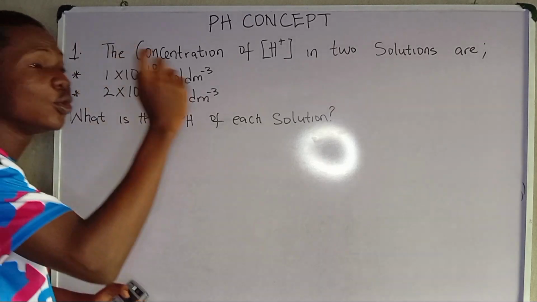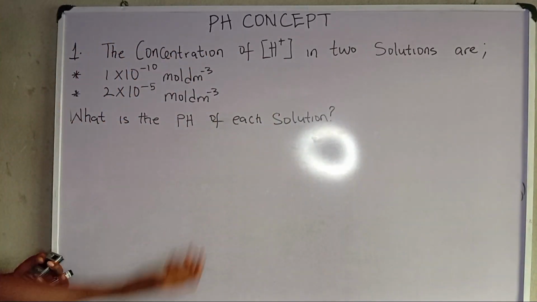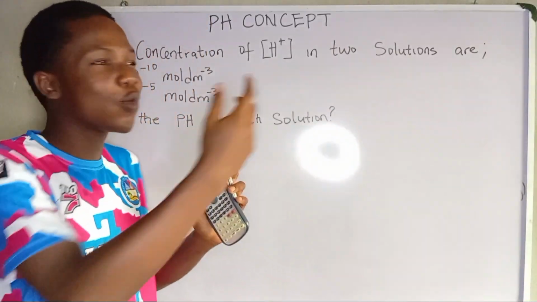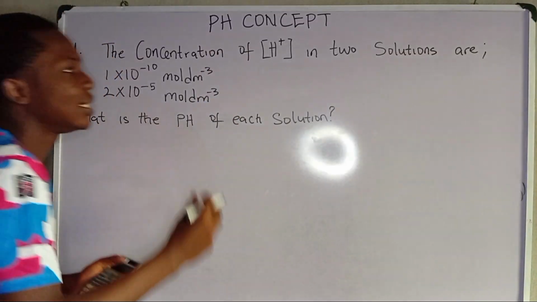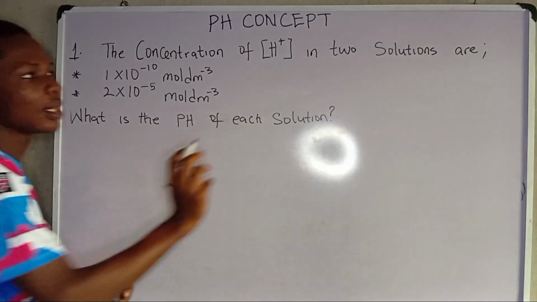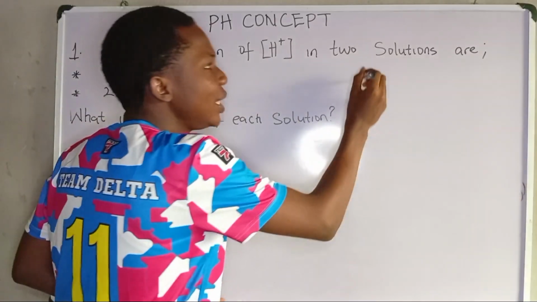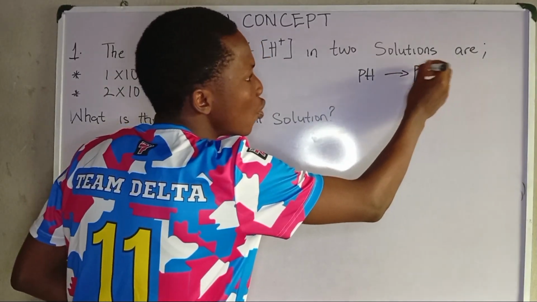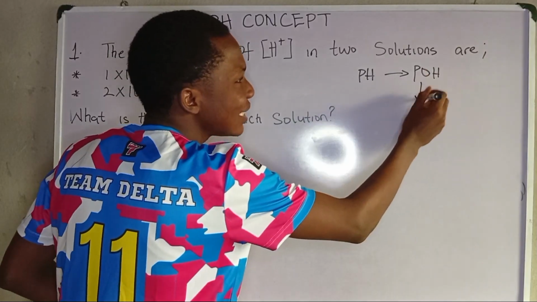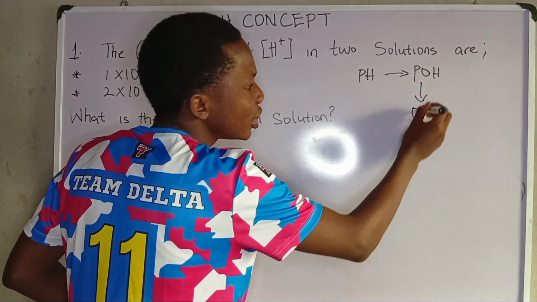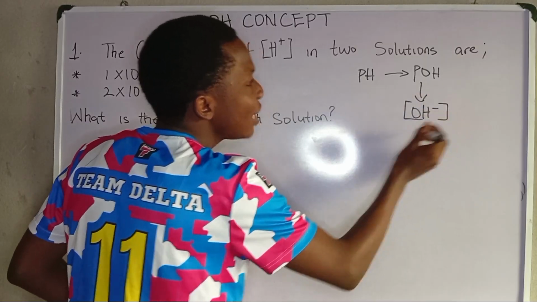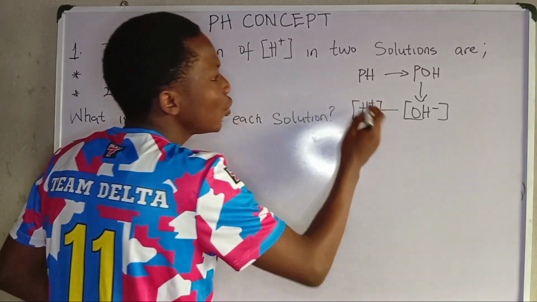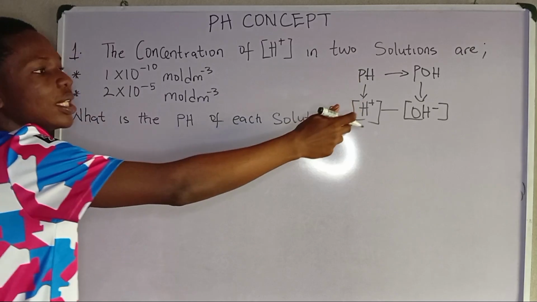The first thing you have to note in pH calculation: anytime you see that the hydrogen ion was given, you should smile. It means this particular pH equation is very easy. Now, don't forget about this. pH has a direct relationship with pOH, and pOH has a direct relationship with OH minus. And OH minus has a direct relationship with H plus. And pH has a direct relationship with H plus.